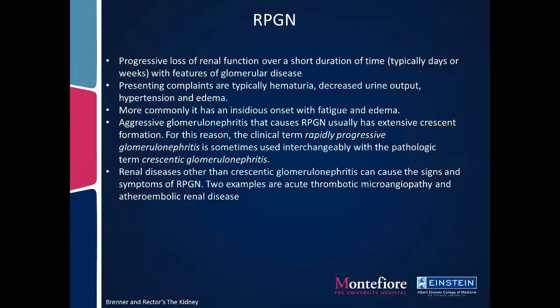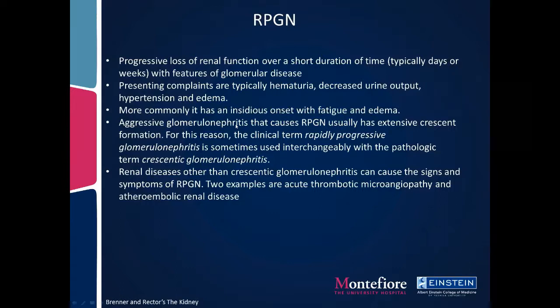This AKI is because the glomeruli are involved, there's inflammation in the glomeruli, and that is what defines it as a rapidly progressive glomerulonephritis. There is glomerulonephritis, or inflammation in the glomeruli, and there is rapidly progressive worsening of kidney function. The presenting complaints are typically hematuria, decreased urine output, hypertension, and edema. Those are the 4 features that we usually ask the patients for or look for, but it's not necessary that it has to be present in every one of them. More commonly, actually, rather than these presenting symptoms, it has a more insidious onset with fatigue and edema.